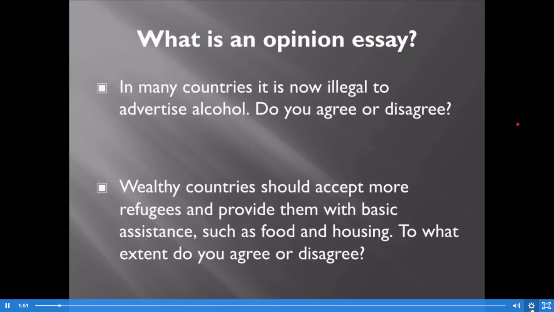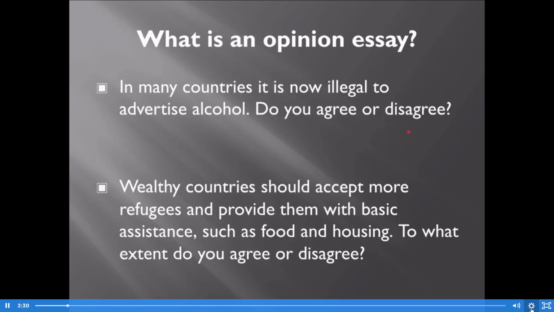Okay, so what is an opinion essay? There are two main types of opinion essay that you'll see. Here's the first type: In many countries, it is now illegal to advertise alcohol, and it will say, do you agree or disagree? Occasionally it says, do you agree, question mark, and that means exactly the same thing as do you agree or disagree. Sometimes you will get the question asked in this way: to what extent do you agree or disagree? So we need to understand what the difference is between these two.